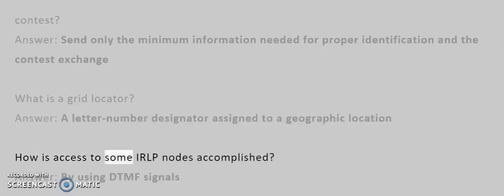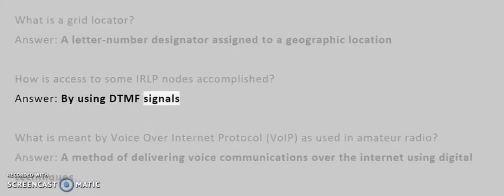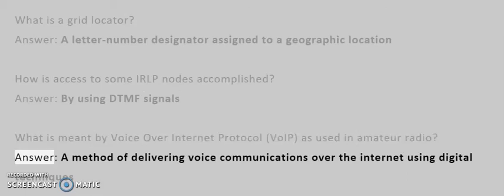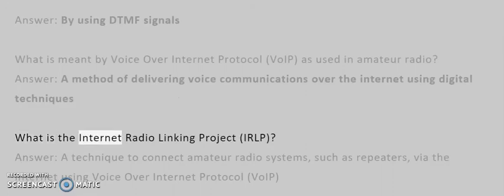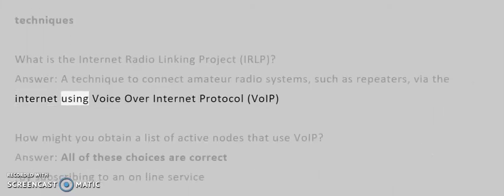How is access to some IRLP nodes accomplished? Answer, by using DTMF signals. What is meant by Voice over Internet Protocol, VoIP, as used in amateur radio? Answer, a method of delivering voice communications over the Internet using digital techniques. What is the Internet Radio Linking Project, IRLP? Answer, a technique to connect amateur radio systems, such as repeaters, via the Internet using Voice over Internet Protocol, VoIP.